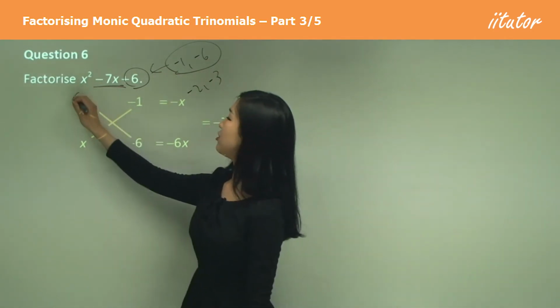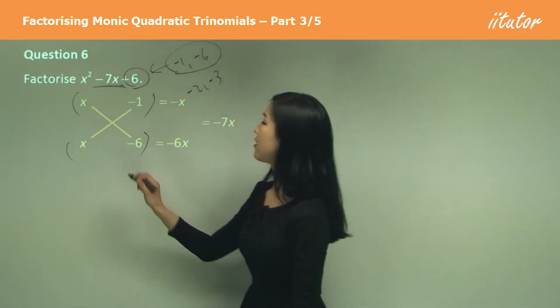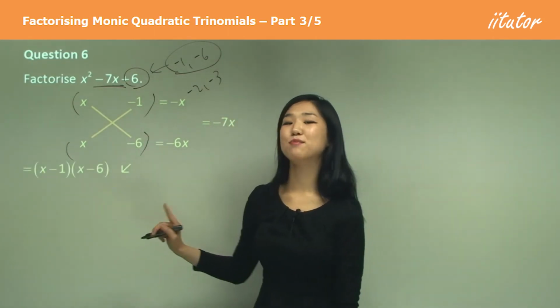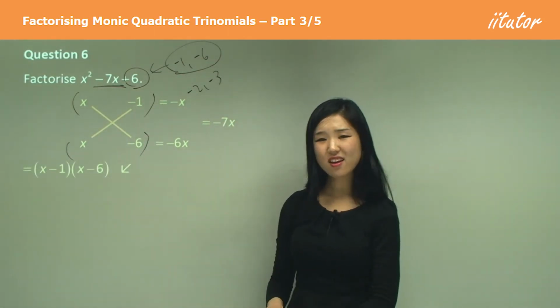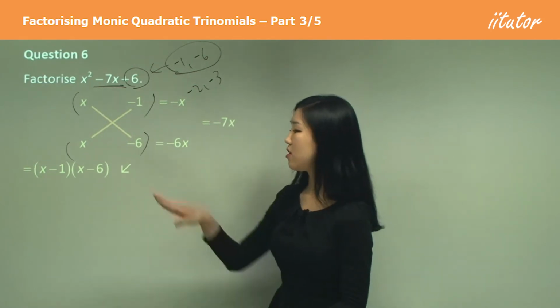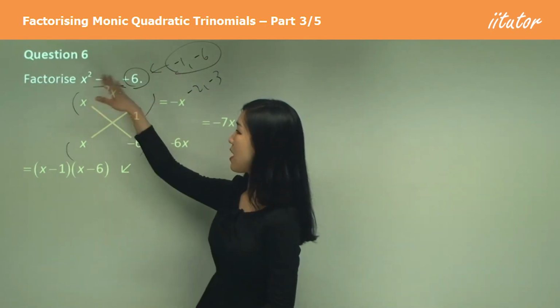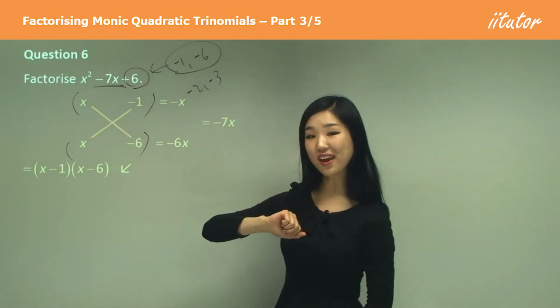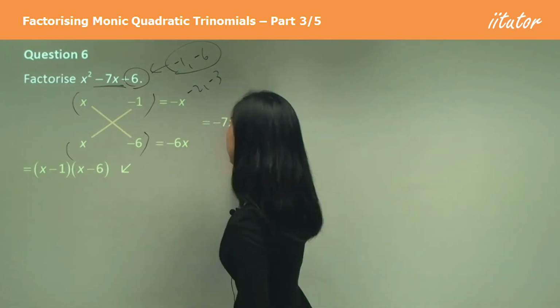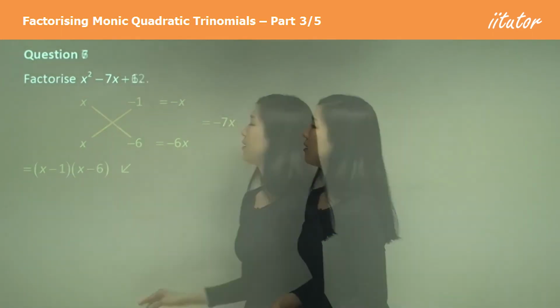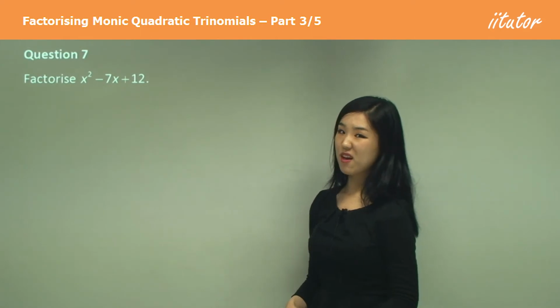So, draw your brackets. It's going to be x minus 1, x minus 6. Okay, and again, guys, if you do have the time, you can expand that out and just see if that makes the same as that one. Okay, so that's the answer. 7, okay, same kind of thing.